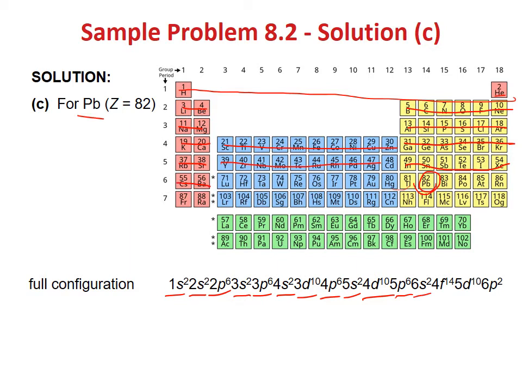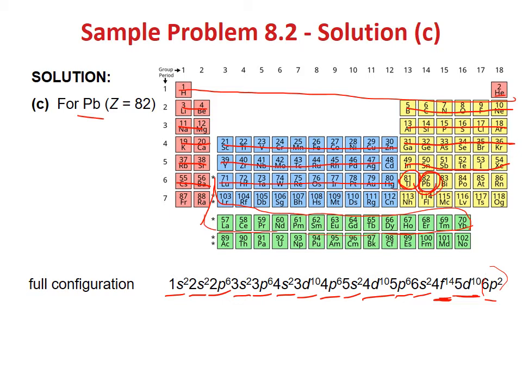Okay, note that there's an insertion here for the inner transition metals from lanthanum to ytterbium. So that's 14 electrons. These are the f block, so that's 4f14, and then it goes to 5d10, and then 6p. This is 6p1, and lead is 6p2. Okay, so that's the electron configuration.